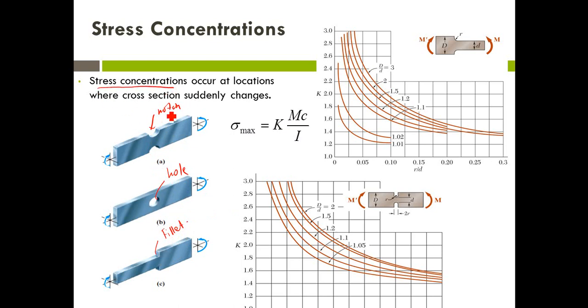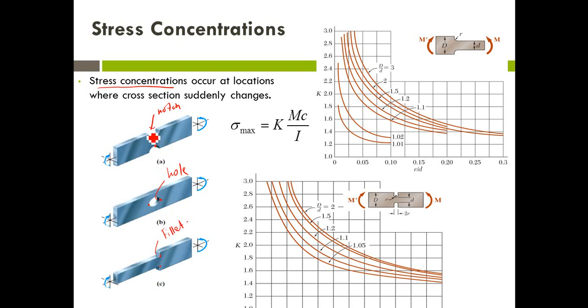So what is the stress concentration? It means that the stress will be concentrated at some point in the beam, which is at the discontinuity or irregular shape. For example, for this case, the stress will concentrate at this point, and for this case, the stress will concentrate here and also here. So that's what we call a stress concentration.